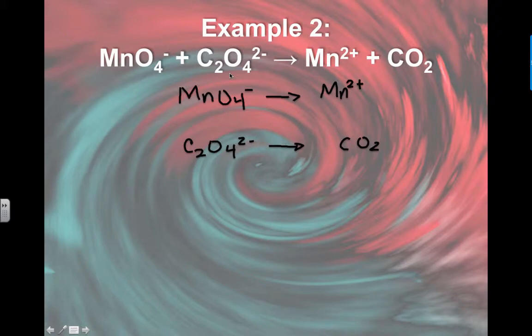Okay, what's next? Do you remember? Right, we have to balance everything that's not oxygen. So I look at my manganese, that one's okay, one on each side, and then I look at my carbon. I have 2 here, so I need 2 carbon dioxides over here. The next thing to do is balance the oxygen by adding water. So I have 4 oxygens in permanganate. That means I'm going to have to add 4 waters.